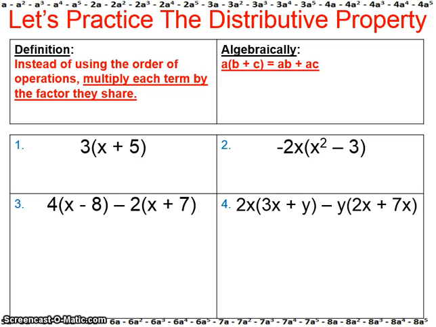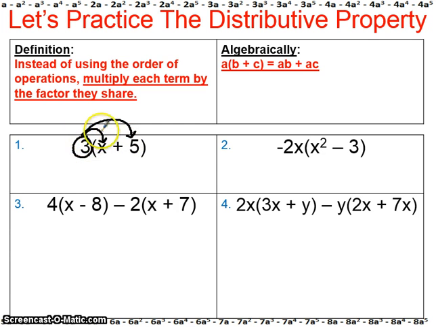So let's practice using the distributive property. Here I've reminded us of the definition and algebraically the way it looks. So let's practice 4 different problems. So here we see the distributive property because we have 3 times a sum. So we're going to give the 3 and multiply it by each one of the terms. And I like to draw arrows so I don't forget to multiply by every single term.